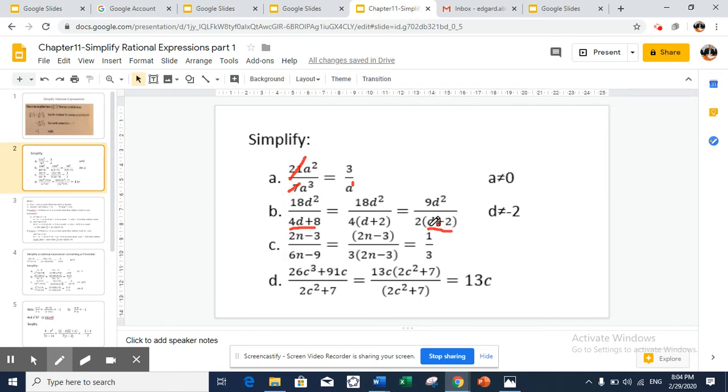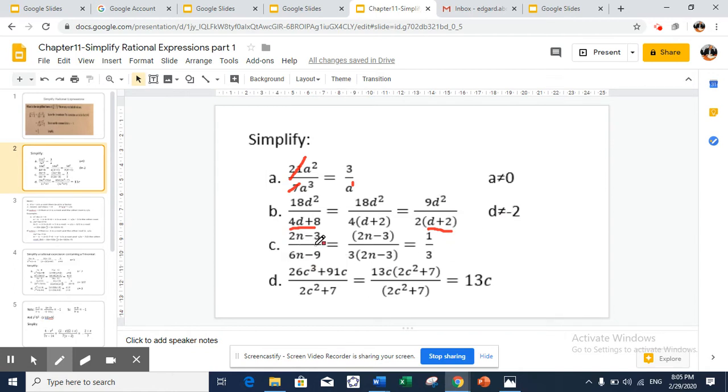For example, if d is 5, I don't have 5 alone and 2 alone. I have 5 plus 2, which is 7. So I cannot simplify within the parentheses. So if I have a factor outside, like d outside, I can simplify it with d squared. And d cannot be minus 2.